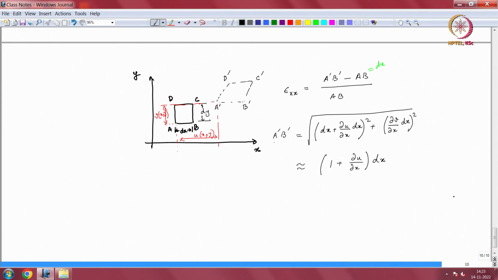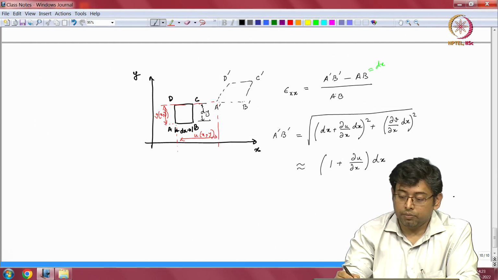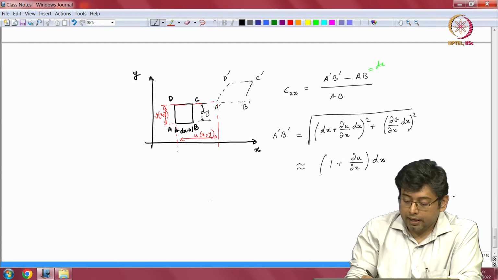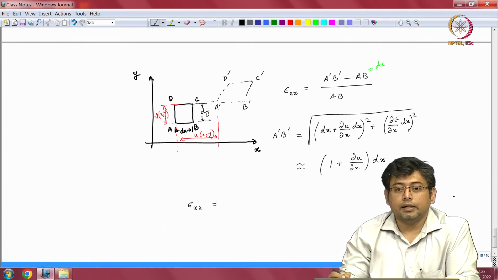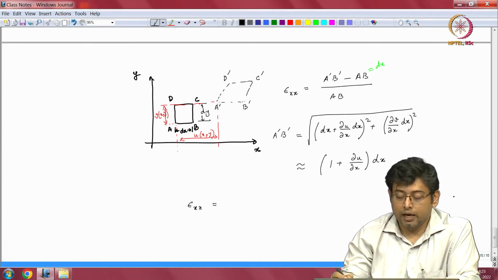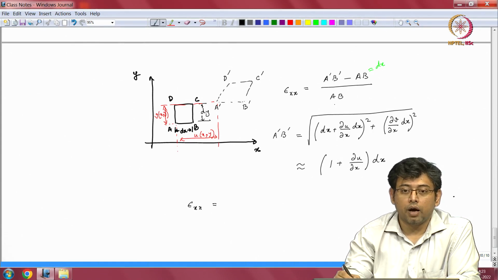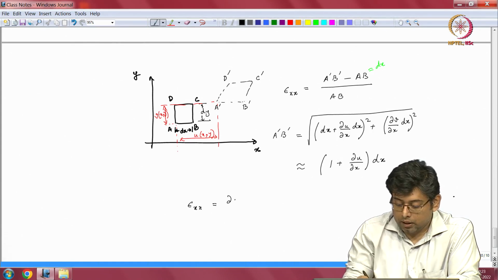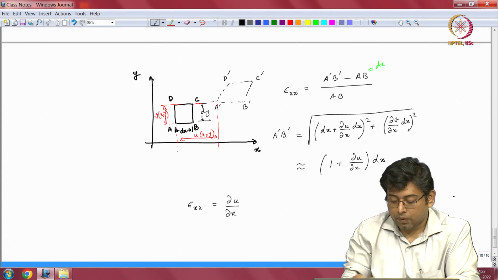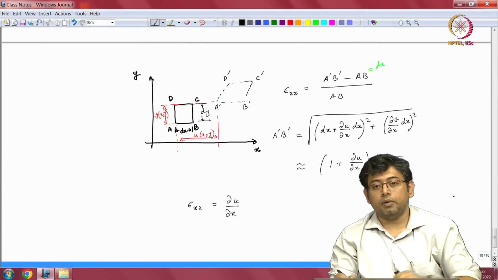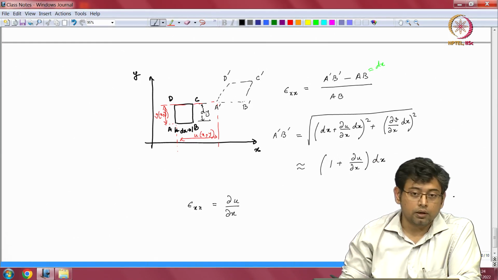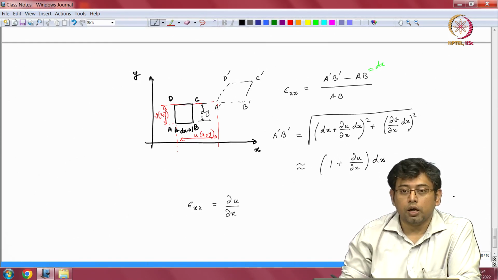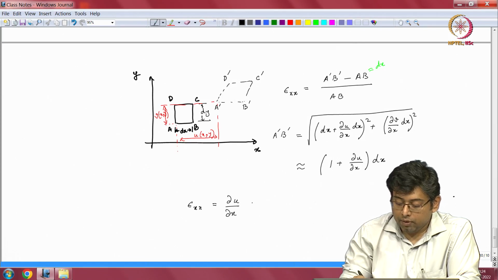So now if I replace my value of A dash B dash into the previous equation here, I calculate epsilon xx, and what I get is simply del u by del x, because in the denominator you have a dx. So this is nothing but del u by del x. This is something that you might be very familiar with if you have done a course in strength of materials or solid mechanics, and you would be very familiar with this.